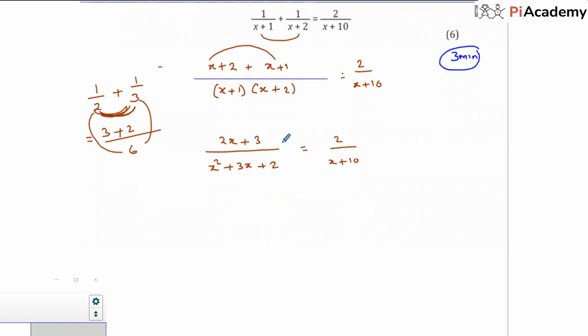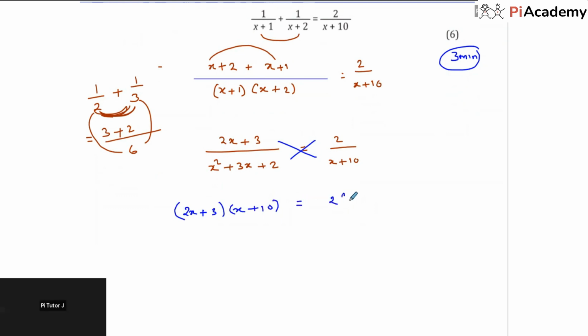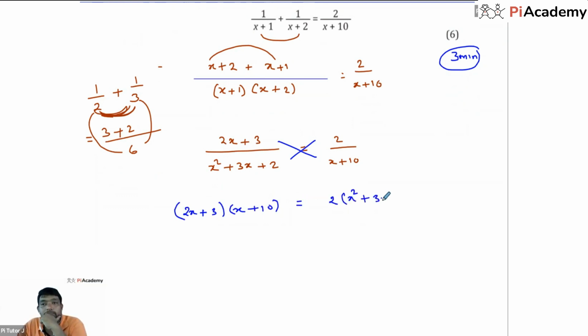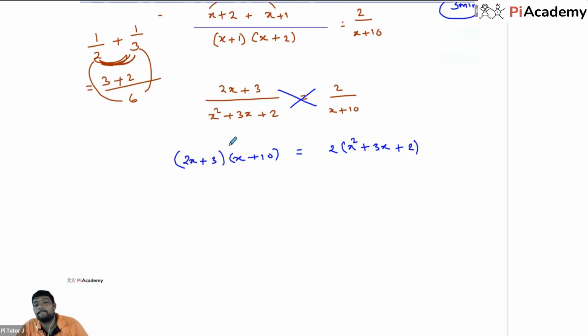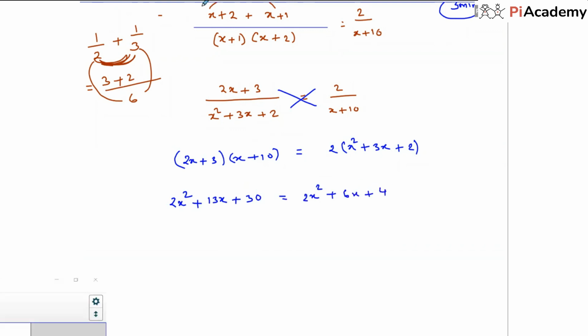Now, let's do a cross multiplication. So you have (2x plus 3) times (x plus 10) is equal to 2 times (x squared plus 3x plus 2). Now, let's multiply this. First, the left-hand side: 2x times x is 2x squared, plus 2x times 10 is 10x, plus 3x is 13x, plus 10 times 3 is 30, is equal to, again, remove the brackets here, 2x squared plus 6x plus 4. Is this step clear, guys? Can you check if the step is clear or not?